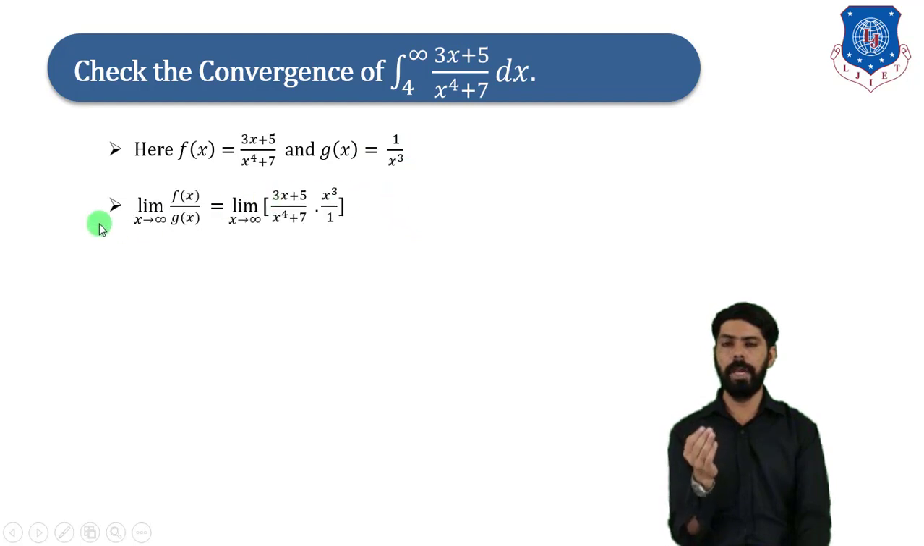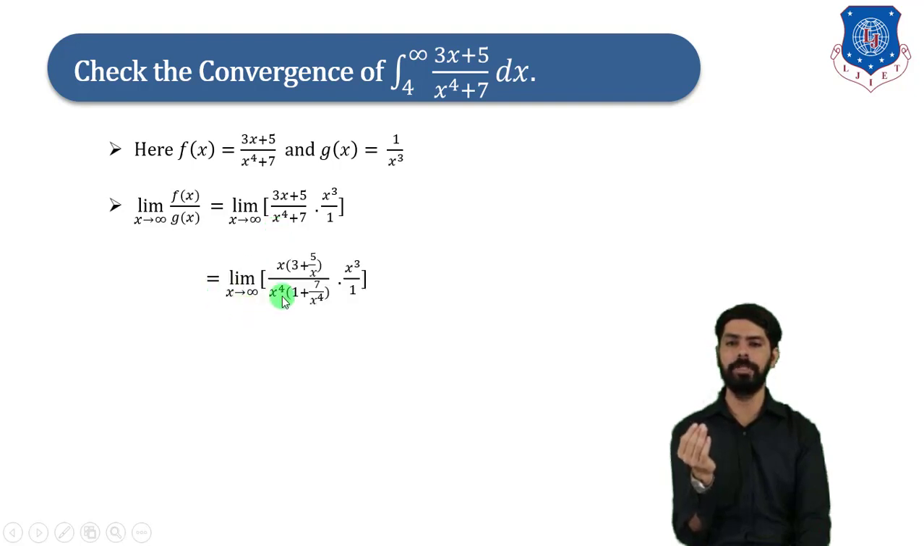Now we will find out limit x tends to infinite f of x divided by g of x. So this is equal to limit x tends to infinite, what is f of x? It is (3x plus 5) divided by (x raised to 4 plus 7), and divided by g of x. So it is divided by 1 divided by x cube, so it will be x cube divided by 1. Now here we will take the highest power of x common from numerator as well as from denominator. So it will be limit x tends to infinite x into (3 plus 5 divided by x) whole divided by x raised to 4 into (1 plus 7 divided by x raised to 4), into x cube divided by 1. So here x cube into x will be x raised to 4, so x raised to 4, x raised to 4 cancel out.